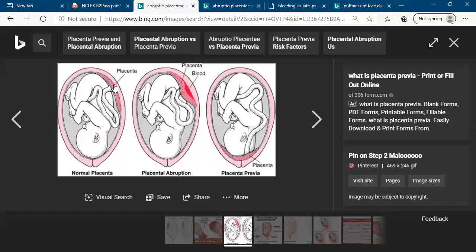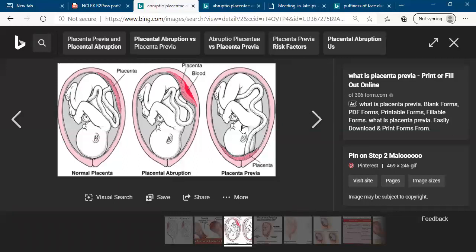But in case the placenta position is okay, but there is some blood clot inside the placenta, right? This extra blood clot inside is called placenta abruption, or abruptio placenta. Position is okay, but blood is clotted inside. This is the placenta abruptio.